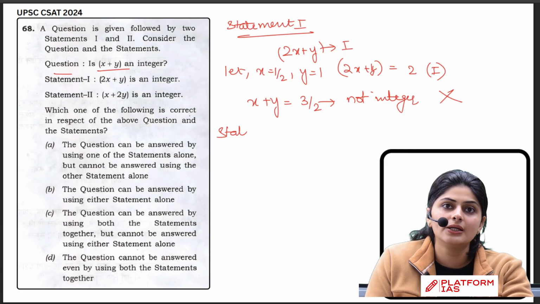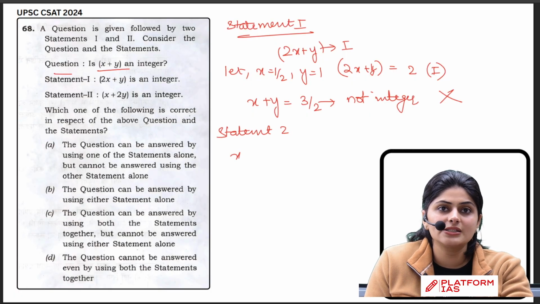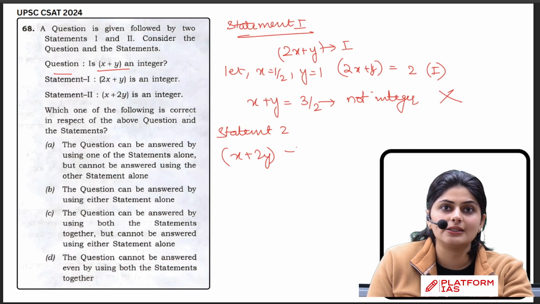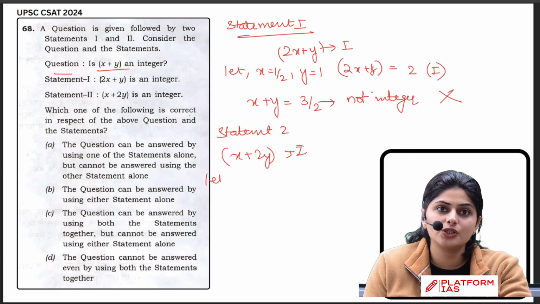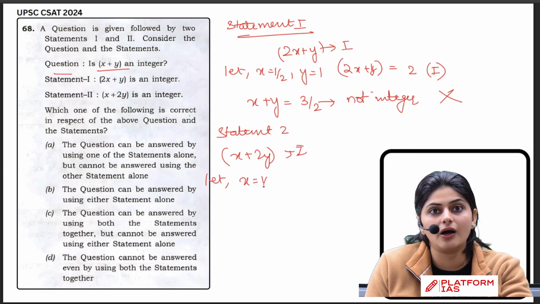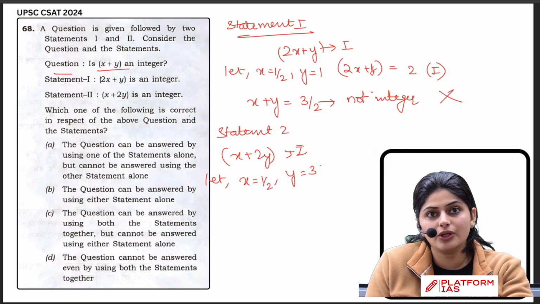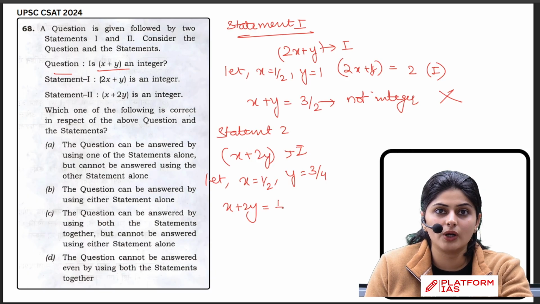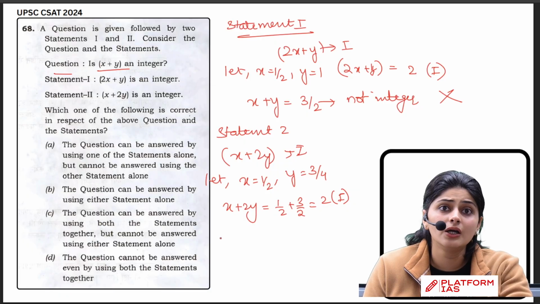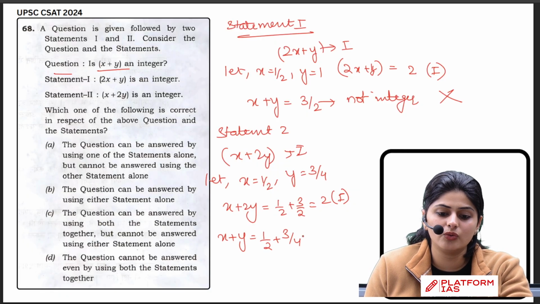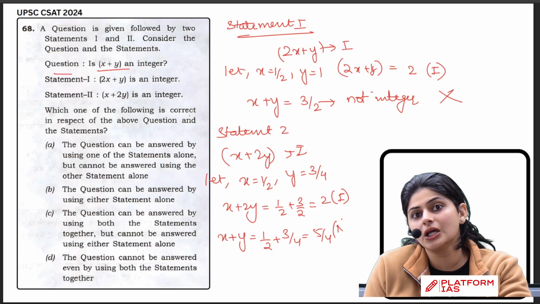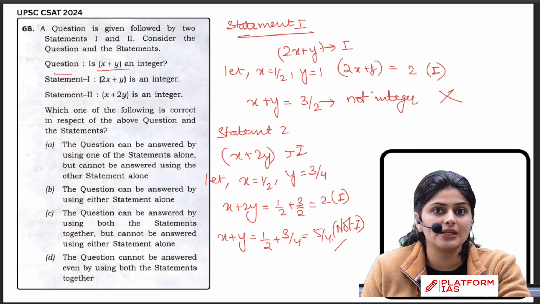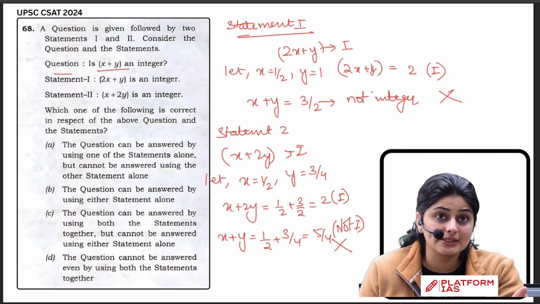Statement 2: x plus 2y is an integer. Here also we'll assume values. Let x be half and y be 3 over 4. So x plus 2y is 1 over 2 plus 3 over 2, that is 2. It's an integer value. But if we find x plus y, it will be half plus 3 by 4, that is 5 by 4. It is not an integer. Again, the statement does not answer the question.